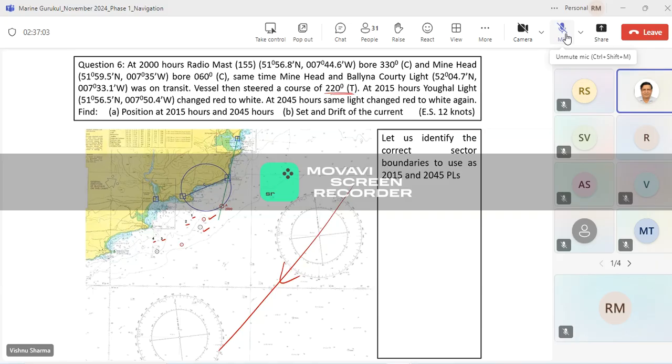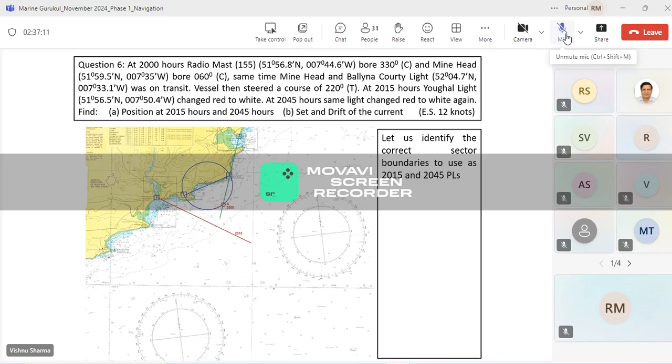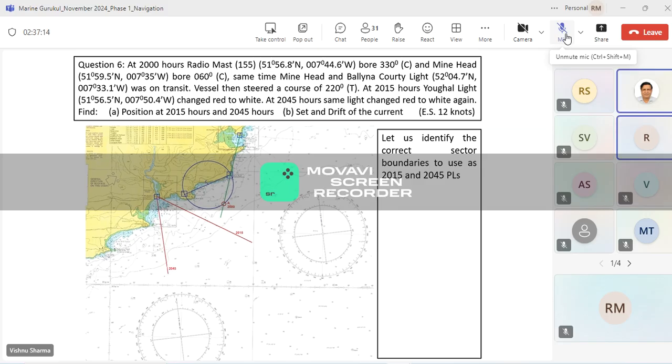So 1 will be the PL at 2015 and number 3 will be the PL for 2045, and we have the fix at 8 o'clock. And this is the other PL. Correct, guys? Is it clear now? Yes, sir. Now you have to find the position, set and drift and all that. Engine speed is 12 knots. Now, guys, can we use running fix in this? Well, we have the engine speed, we have the CTS, but we don't have any mention of the current. And CMG, SMG are not known. Now, this question can be done in more than one way. I'll do it one way.